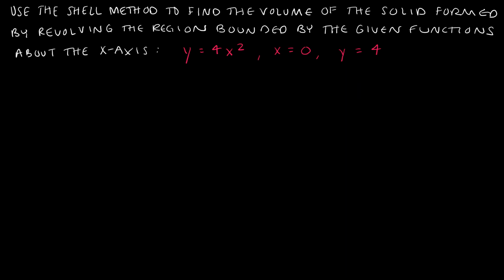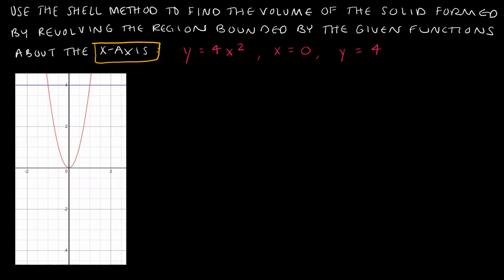Let's take a look now at an example where we are revolving our region about the x-axis. So obviously that means we are going to integrate with respect to y. Again, the first thing I would do is graph the function, and I'm using Desmos as I always do, just to make it easier. I'm looking at the region bound by x equals 0, y equals 4, and that function. So I'm looking just at the right side of this parabola, right here.